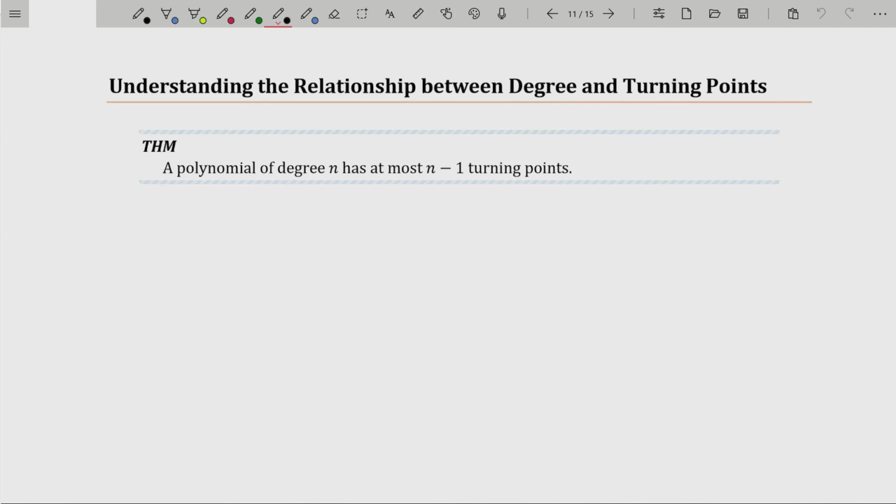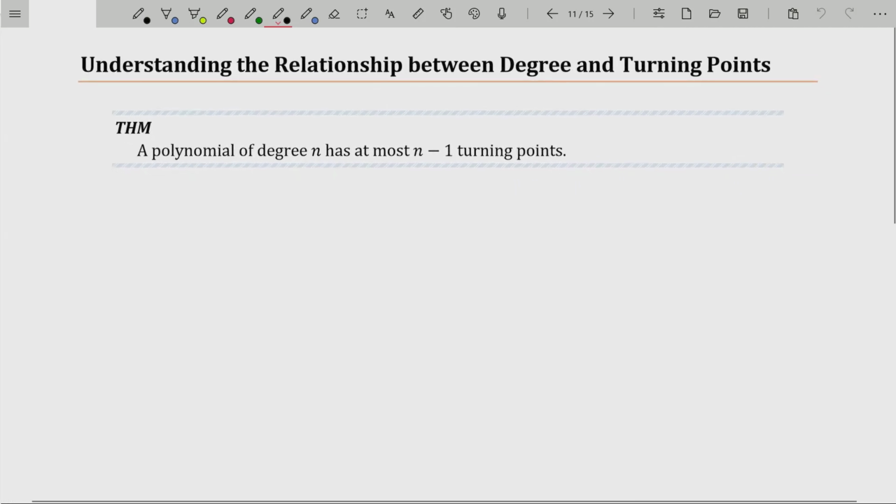Instead of just diving into graphs of polynomial functions here, I'm going to start with just understanding the relationship between the degree of a polynomial function and the number of turning points that polynomial function has when it's graphed. So the theorem is stated right here. A polynomial of degree n has at most n minus 1 turning points. I'm not going to prove this, I'm going to justify this.